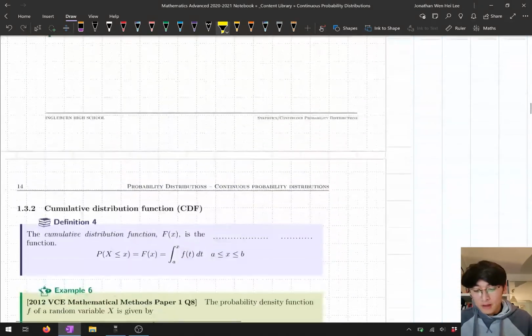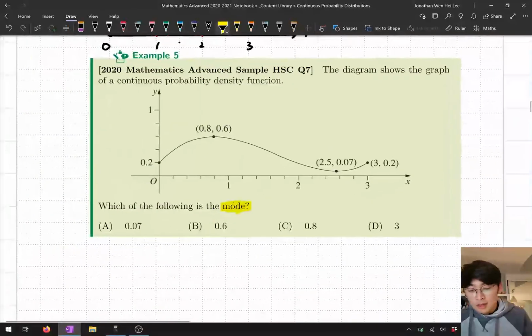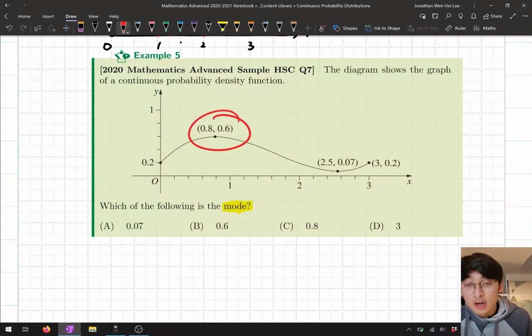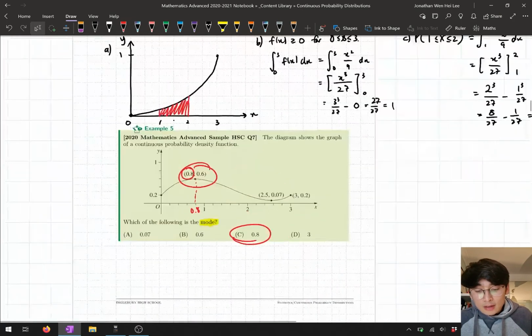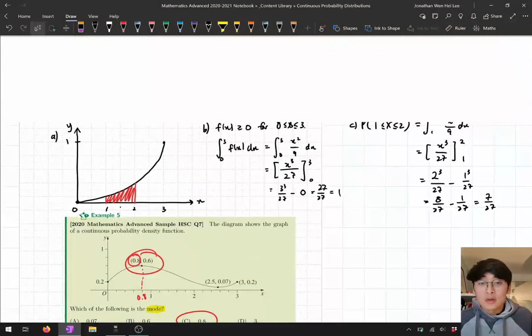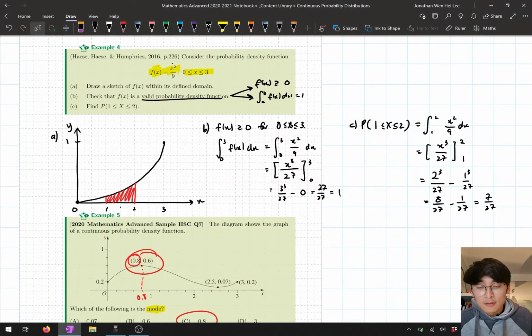So here, if you have a look, the local maximum is this point over here at 0.8, 0.6. And so what we want to do is find the x value of this particular point. The x value is just 0.8, and so my answer here is just going to be C, 0.8. Okay, so that's how we answer a few of these questions on our continuous probability density function.